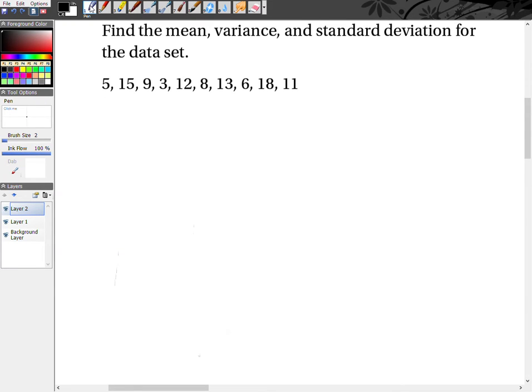Okay, so let's review this problem. It says find the mean, variance, and standard deviation for the data set. So first, let's go ahead and find the mean. And by now, hopefully, we all know how to find the mean.